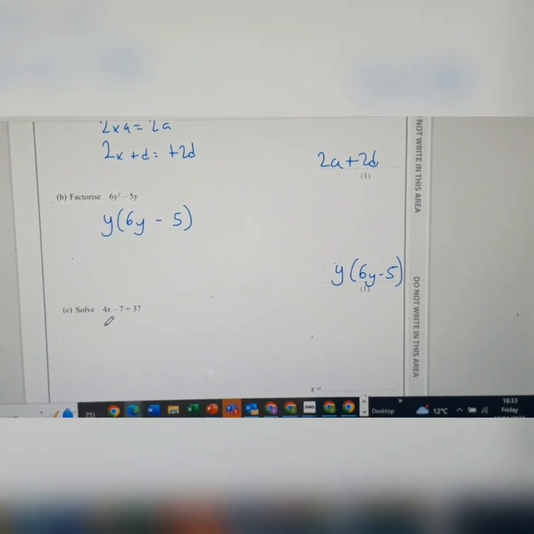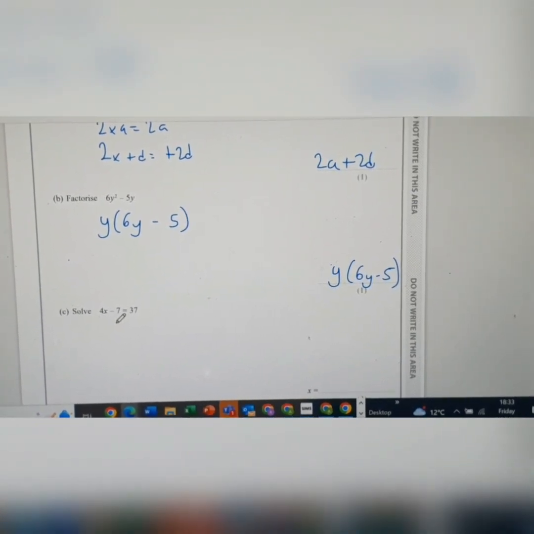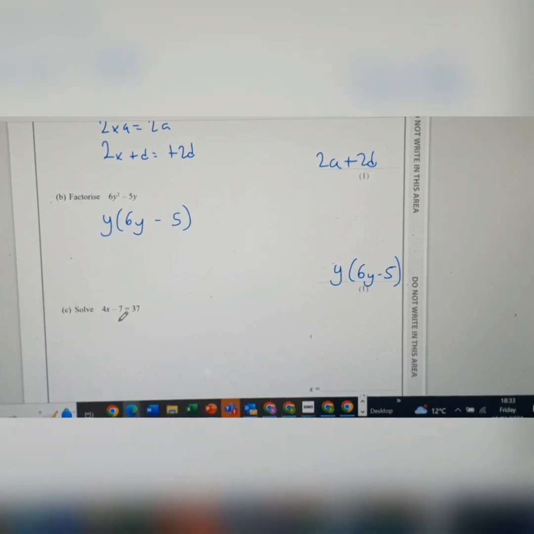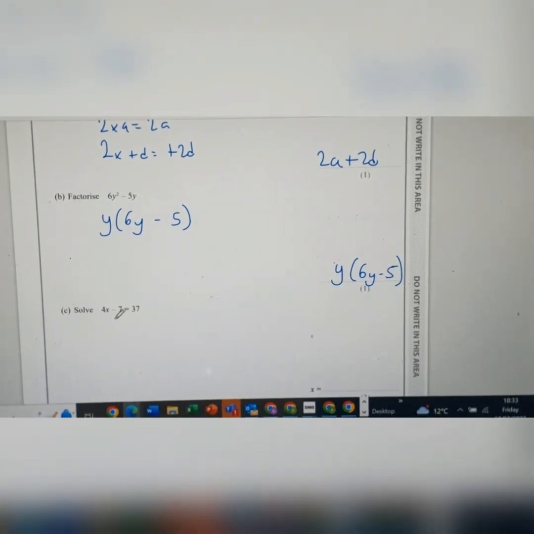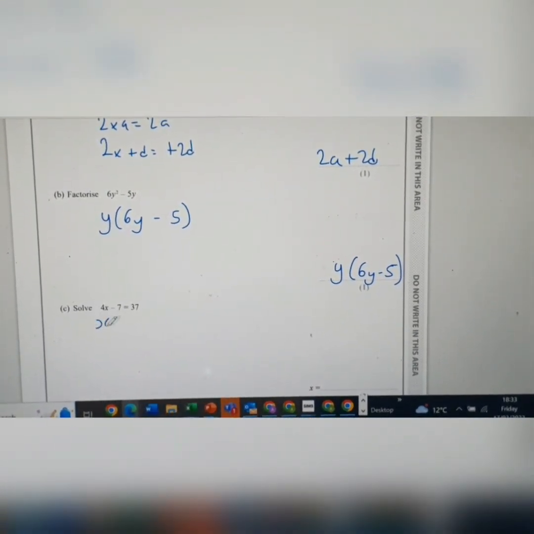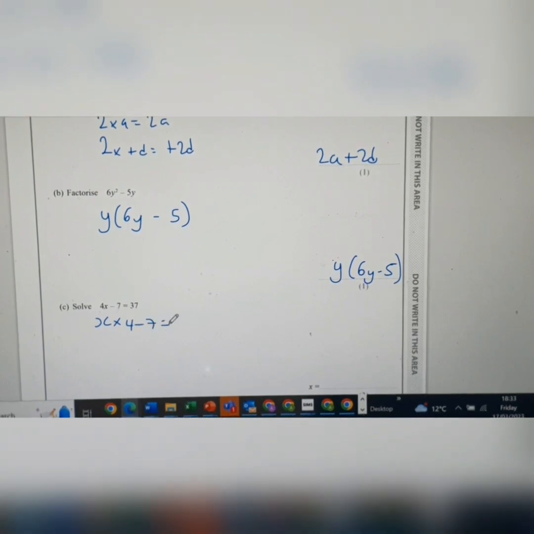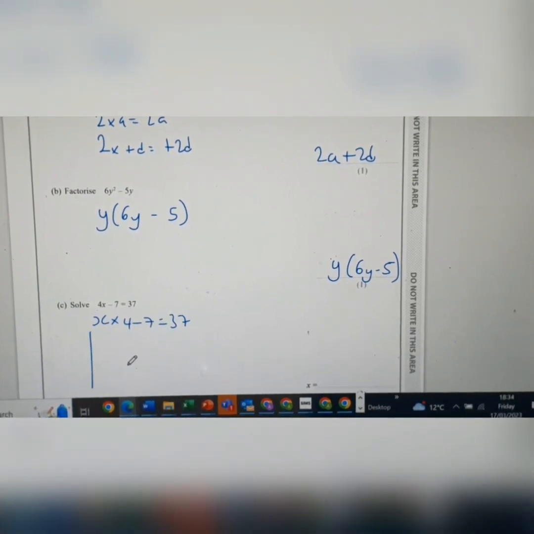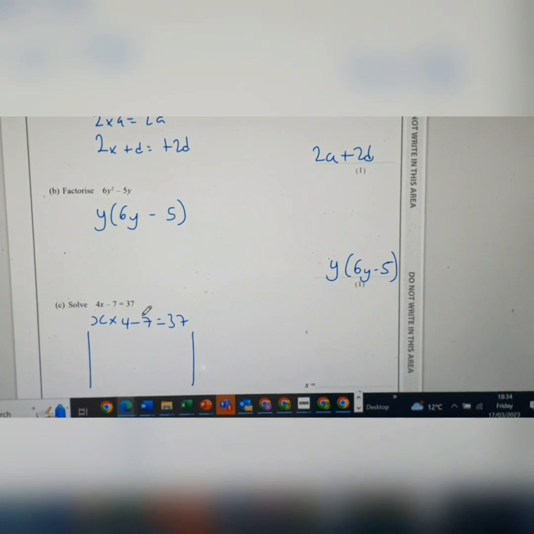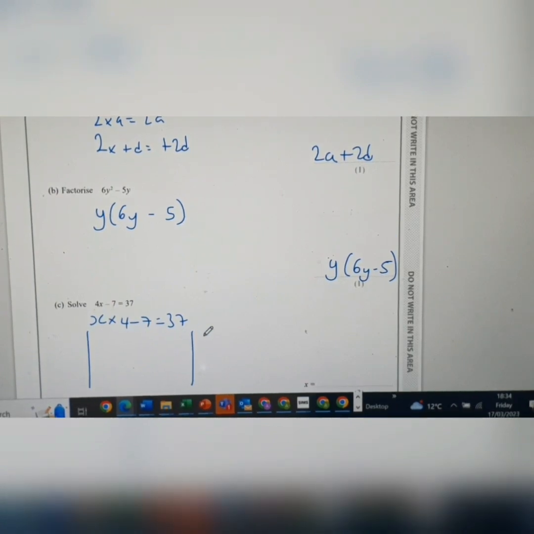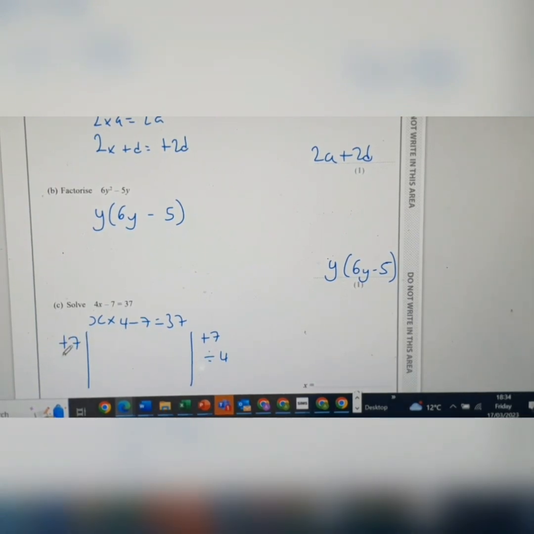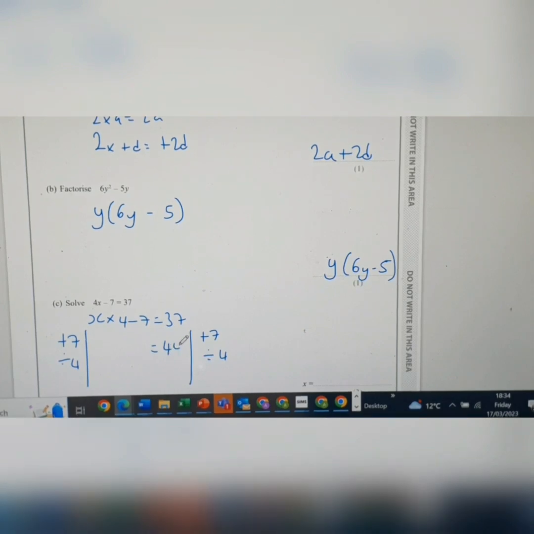Next question, solve 4x minus 7 equals 37. So you need to write down what the question means. So this means x times 4 take away 7 equals 37. So the inverse functions will be plus 7, divide 4. So 37 add 7 is 44. Then 44 divided by 4 is 11.